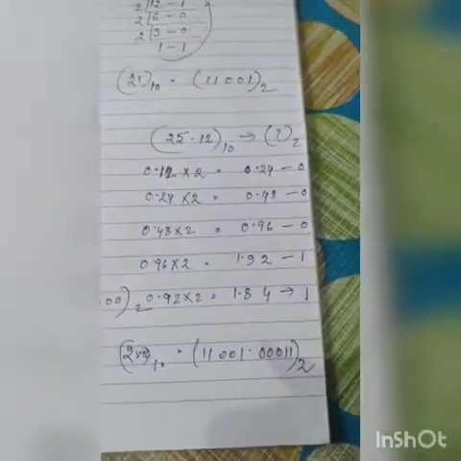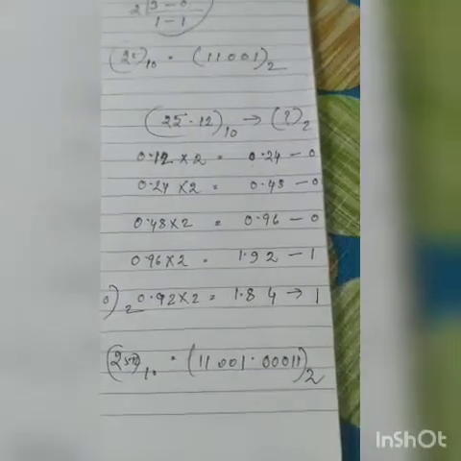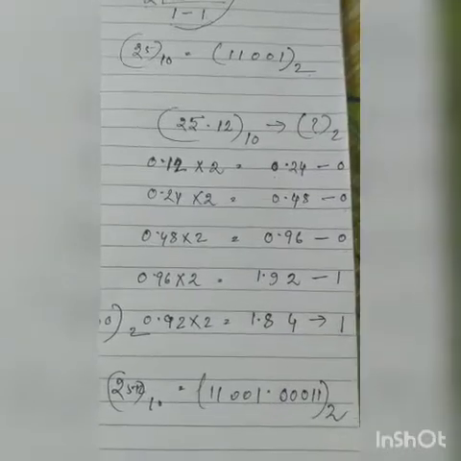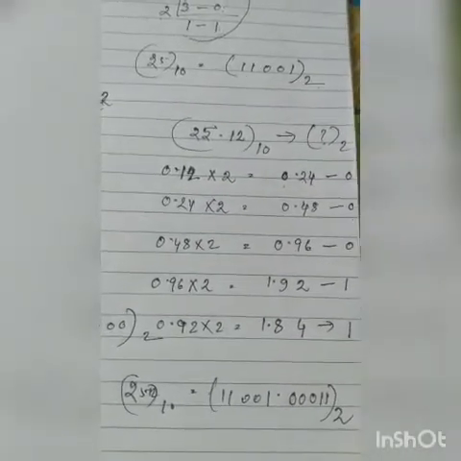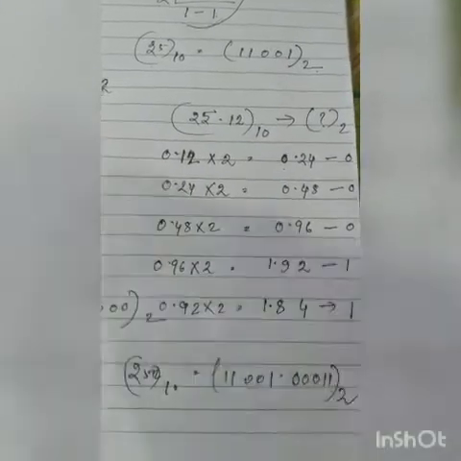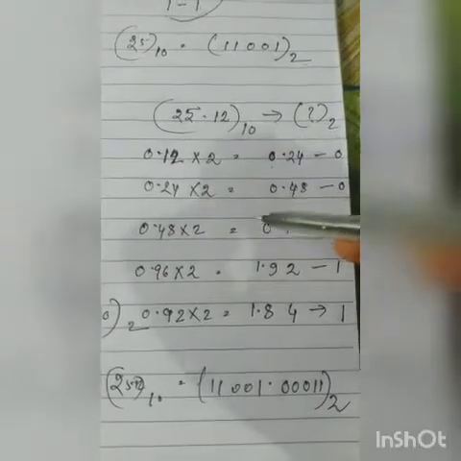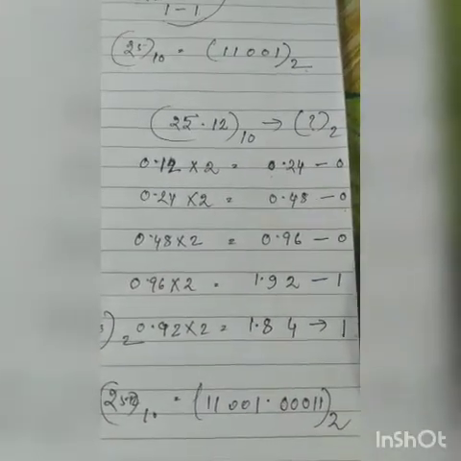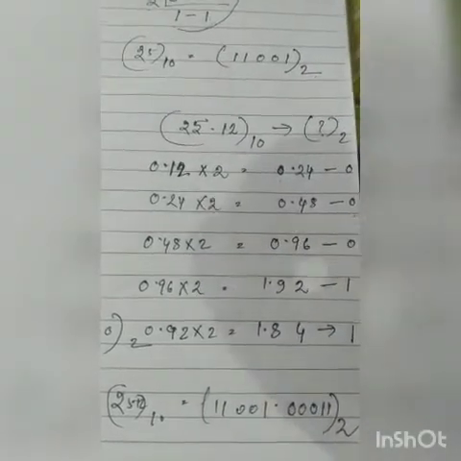So for the decimal part, you multiply maximum 5 times. But we can stop before 5 times also, as I told, when the answer is 1.00. If the answer comes 1.00, then we will stop. I am giving that example also.